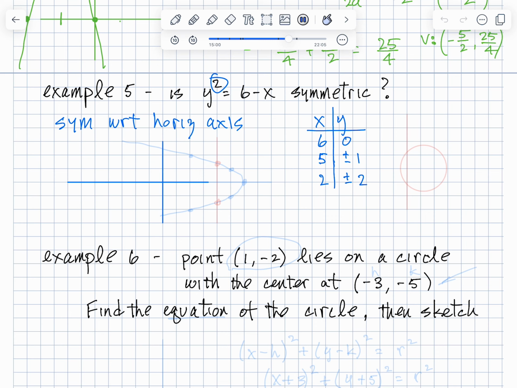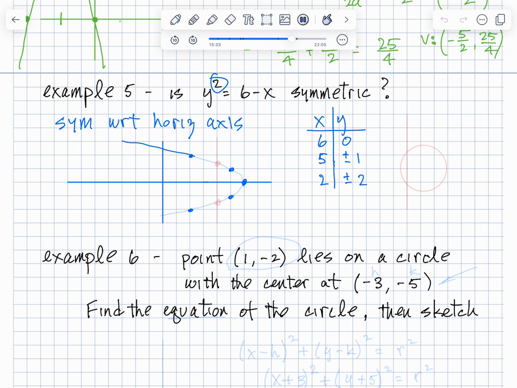Okay. Right away I see I need to extend this. When x is 6, 3, 4, 5, 6. Here's 6, 0, 5, and plus minus 1. 5, plus minus 1, 2, plus minus 2. Okay, so we have 5 points, and we can sketch it.